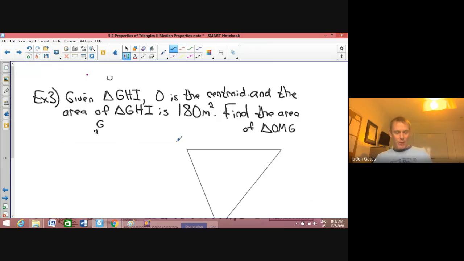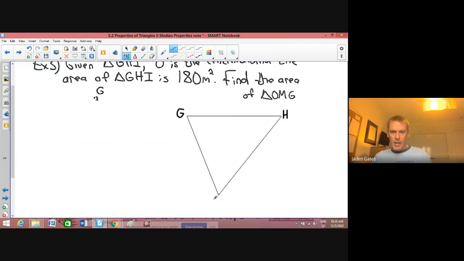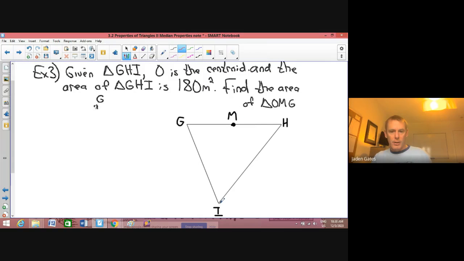All right, so again, I'm going to draw this in here. I'm going to take my time here so I don't mess it up. So I got G, H, and I. Okay. The midpoint I'm looking at is between G and H. So right there, there's my M. All right, and I'm going to draw in a midpoint here because there it is. All right, and I want to know the area of OMG.